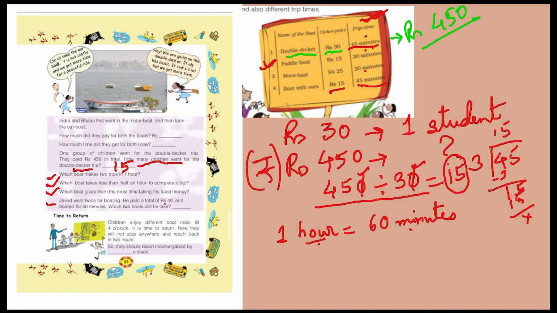Next, Javed went twice for boating. He paid total of rupees 40 and boated for 50 minutes. Which 2 boats did he take? Again we have to go to trip time here and we have to see, if we add 2 timings it should be 50. Here it is very clear, 30 plus 20 is 50, and here also if you add 15 plus 25 you will get 40. So the answer is paddle boat and motor boat.